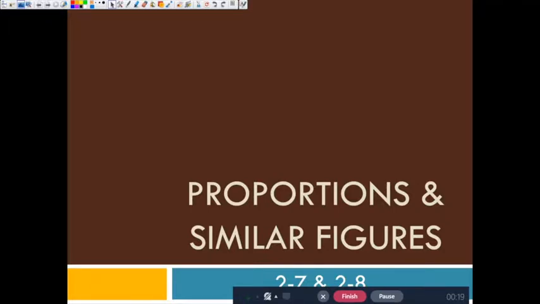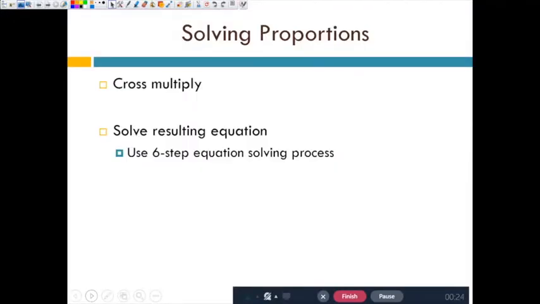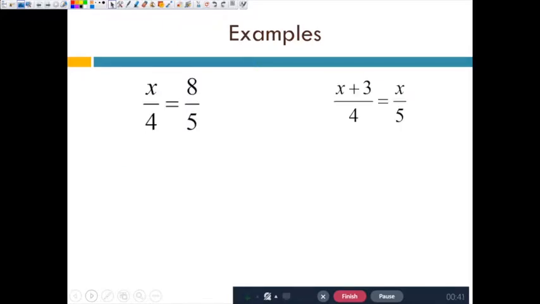You guys did have vocabulary on this, so for solving proportions, we cross multiply. And then we solve the resulting equation using our 6-step equation solving process, the process that we've been using for the past 6 days. Okay, this whole unit. So, our first step is to cross multiply.